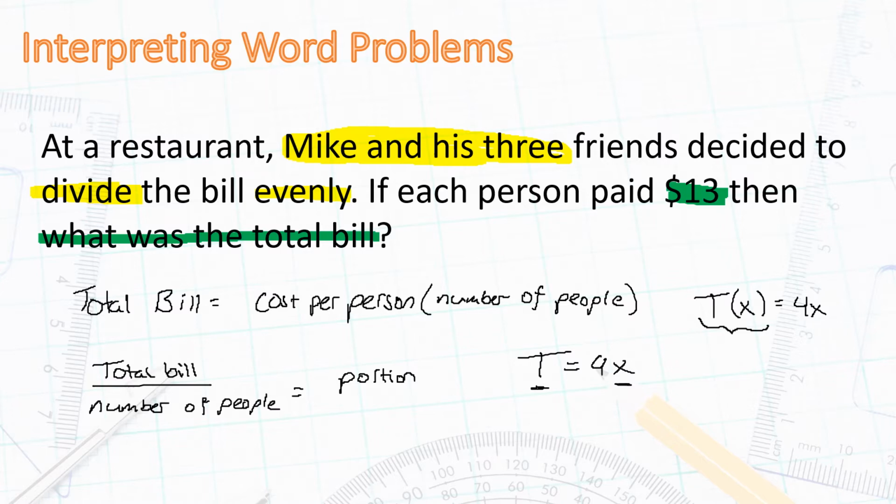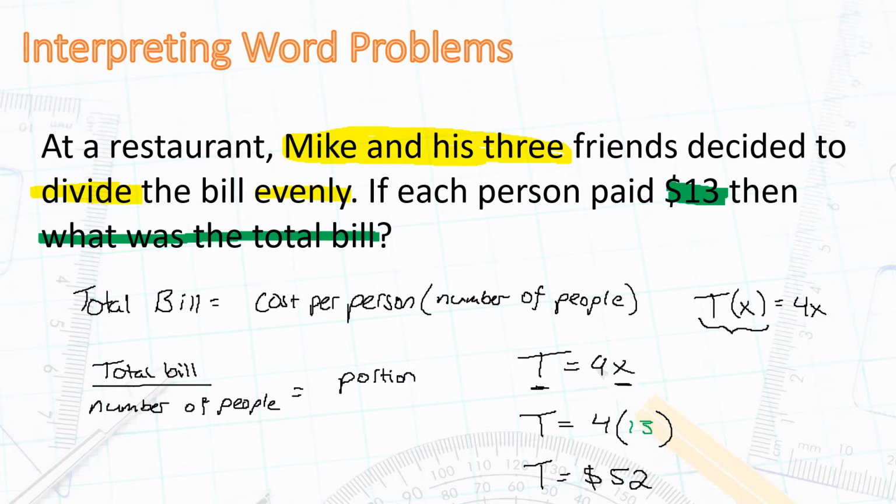Then we go into the extra piece of information we were given. The total is equal to 4 times, and each person's paying 13. So then 4 times 13, T is equal to $52. So the total bill was $52.